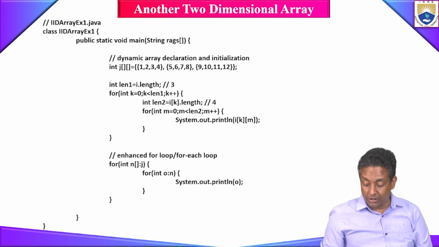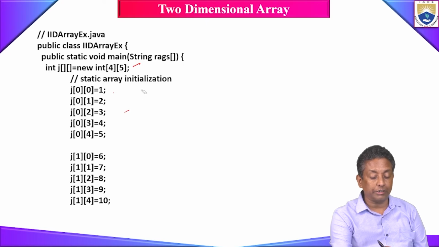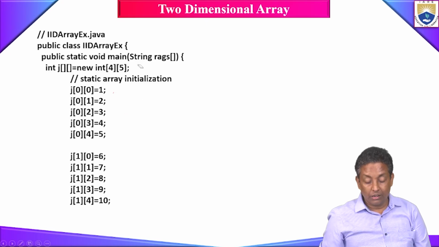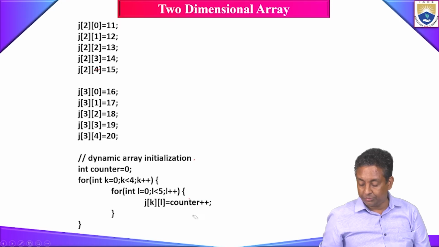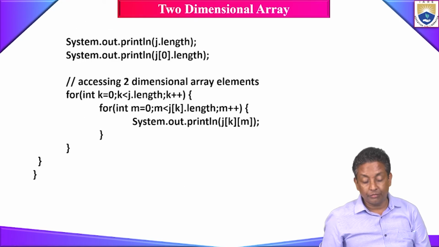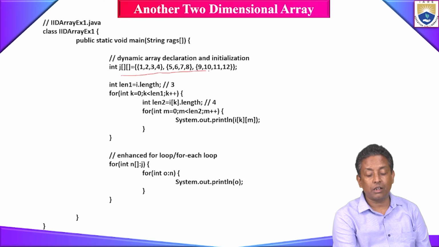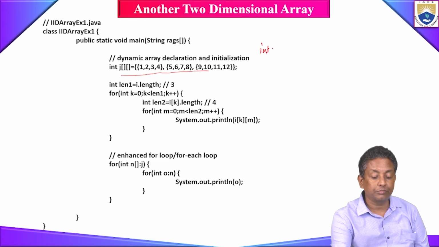So, two-dimensional array: this is static array declaration, static value initialization, this is dynamic value initialization, and this is retrieving elements from the array using the length syntax. Here it is completely a two-dimensional dynamic array declaration and initialization.